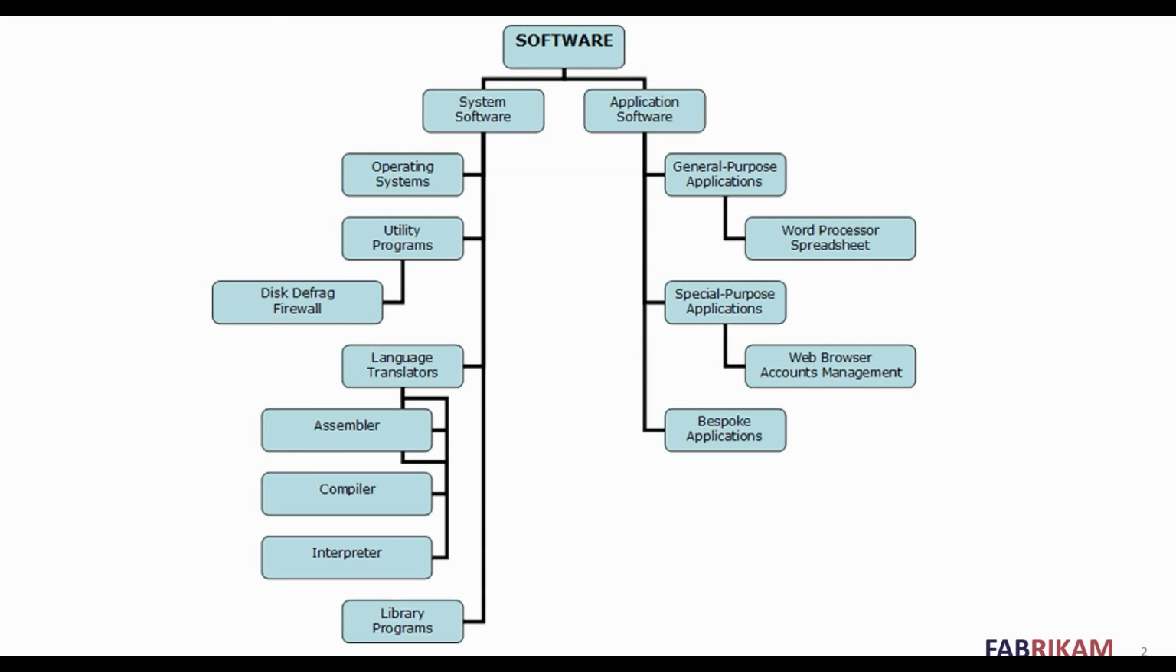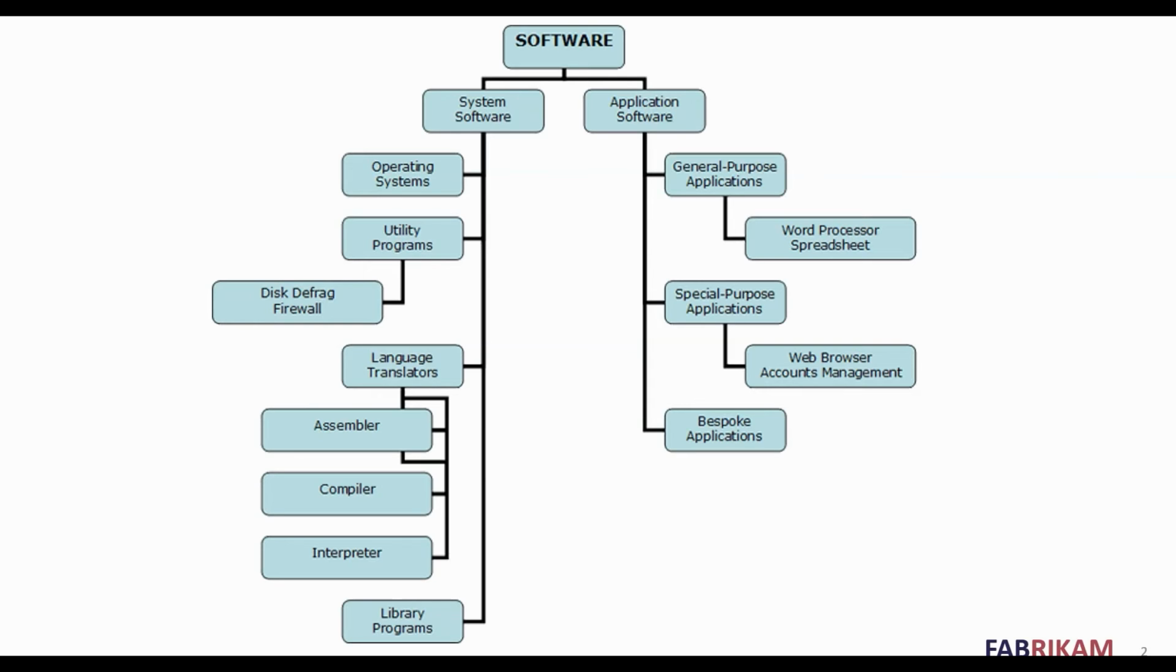Hello everyone, my name is Sayab Khan and today the topic of my presentation is basic classification of software. So this is the diagram of software. There are two types of software. The one is system software, the other is application software.